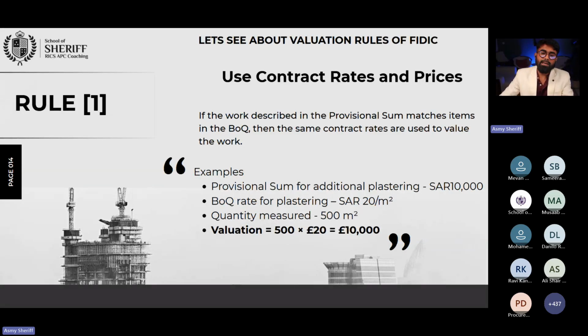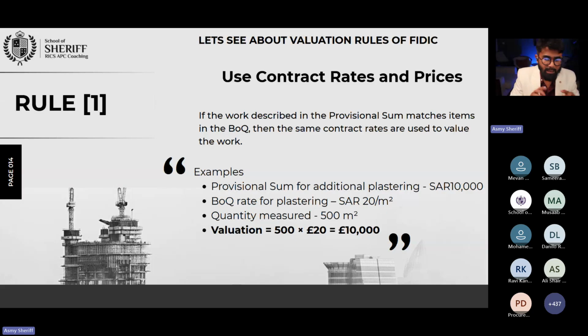Okay, right. Now you have executed. The employer asks you to, okay, issue the engineer's instruction. The contractor: go ahead, execute the work. So you started to execute the work. So the very first one: if that work is related to items already priced within your BOQ, it's a very straightforward rule, right?